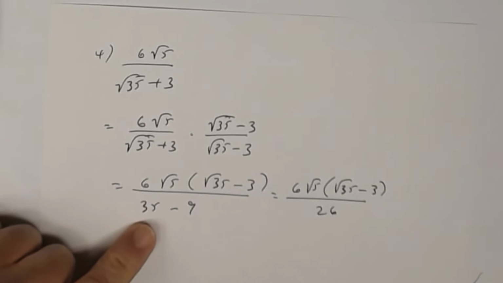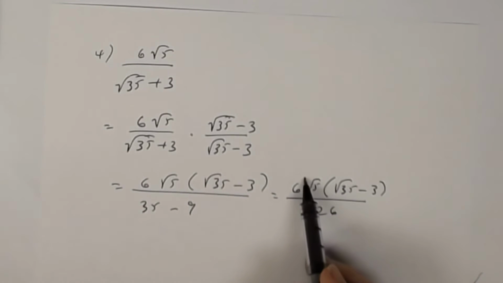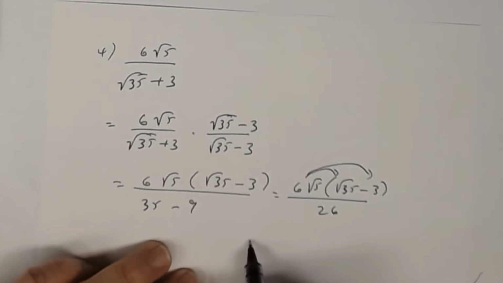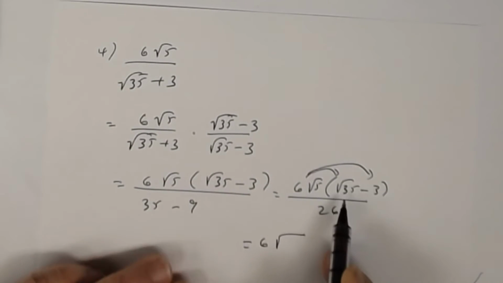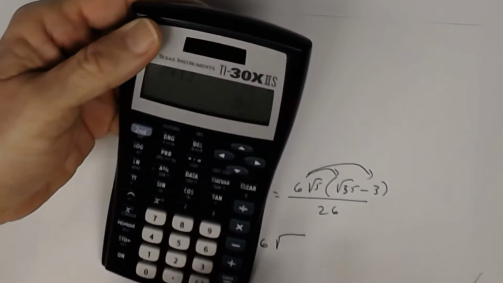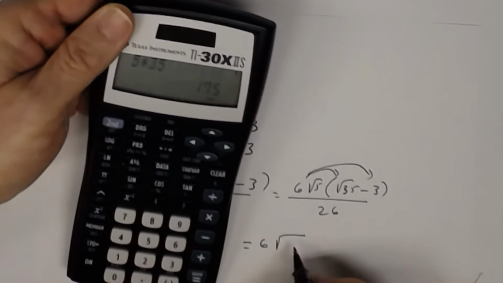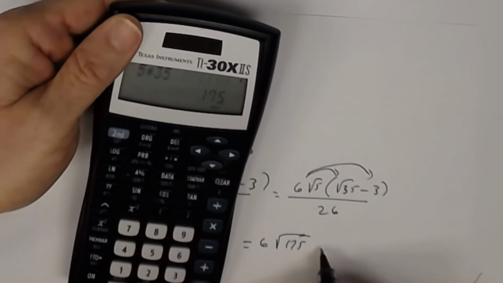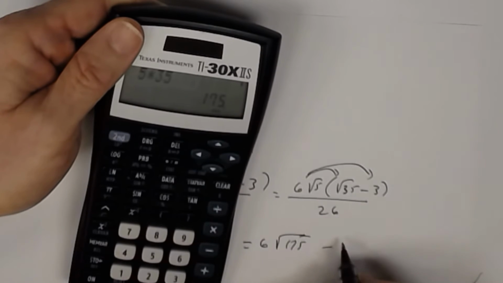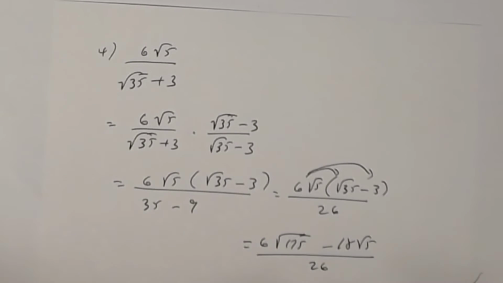Okay? All right, so let's go ahead and distribute this right here. So I'm going to get 6 square root of, and then 5 times 35. So 5 times 35 is 175. Okay? Minus, and then 6 square root of 5 times 3. 6 times 3 is 18, so you get minus 18 square root of 5 divided by 26.